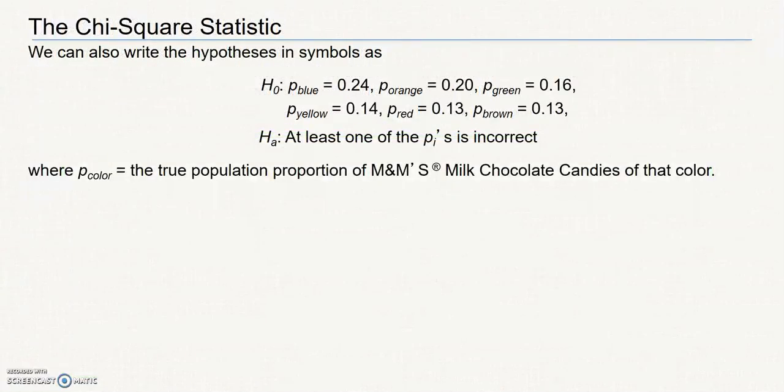Now you might be asking, could we list the null hypothesis as each of the proportions? The proportion of blues is 0.24, the proportion of orange is 0.20, and so on and so forth. And you may do that. What I would be very careful with, though, is your alternative hypothesis. You would need to say that at least one of the proportions above is incorrect.